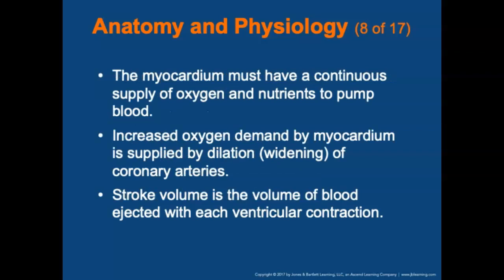The myocardium must have a continuous supply of oxygen and nutrients to pump blood. Increased oxygen demand during periods of physical exertion is supplied by dilating or widening of the coronary arteries. Stroke volume is the volume of blood ejected with each ventricular contraction. Increased stroke volume results in increased cardiac output.